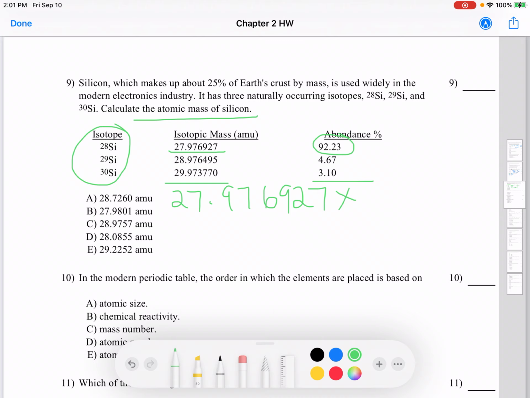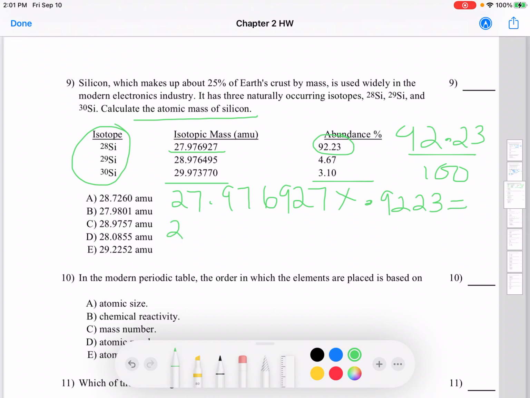92.23, so the percent abundance would be 92.23. You divide it by 100. That would make it 0.9223. So you multiply this by 0.9223 and you get the answer.